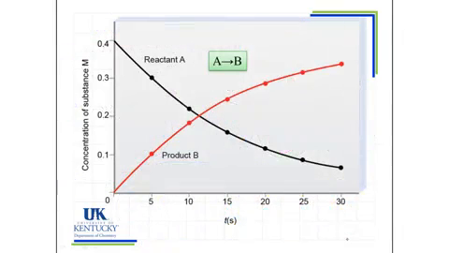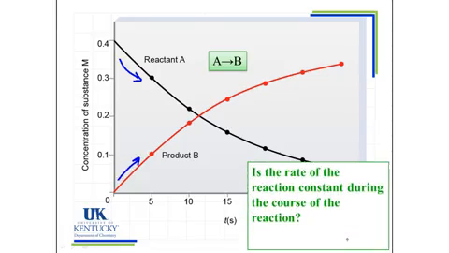All right, let's look at this graph. We're monitoring a very basic reaction. A is turning into B. A is represented with the black, so it is decreasing as time goes by. B is represented with the red, and it is increasing as time goes by. My question for you is this: is the rate of the reaction a constant during the course of the reaction?